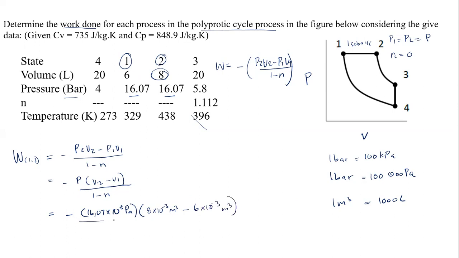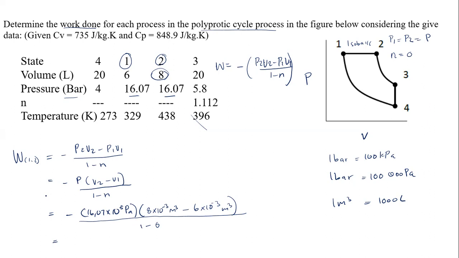Close my bracket, and then divide by 1. Remember, for isobaric processes, our polytropic index is going to be 0 over there, so we have 1 minus 0, which is the same as 1 divided by 1. So I'm going to punch everything on my calculator: negative 16.07 times 10 to the power positive 5, multiplied by 8 times 10 to the power negative 3 minus 6 times 10 to the power negative 3, divided by 1 minus 0.